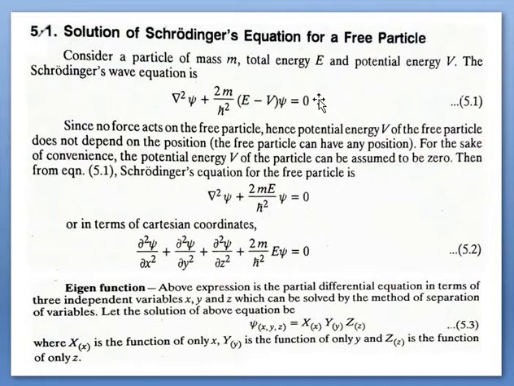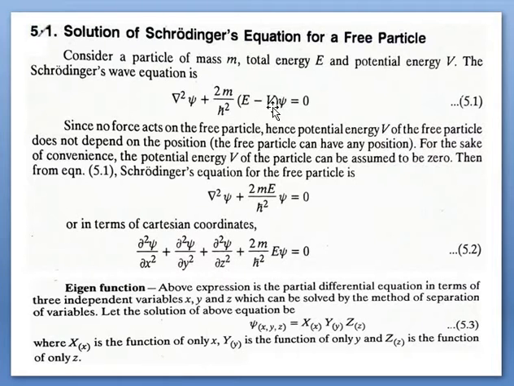Now let's see the solution of Schrodinger's equation for a free particle. If a particle of mass m, energy capital E and potential energy V is given, then the time independent Schrodinger equation will be expressed by this equation.